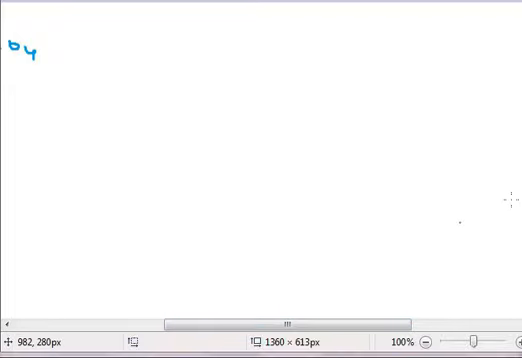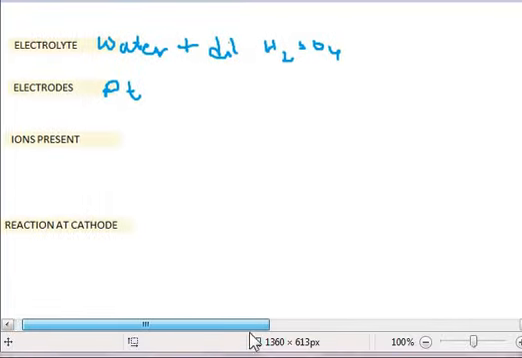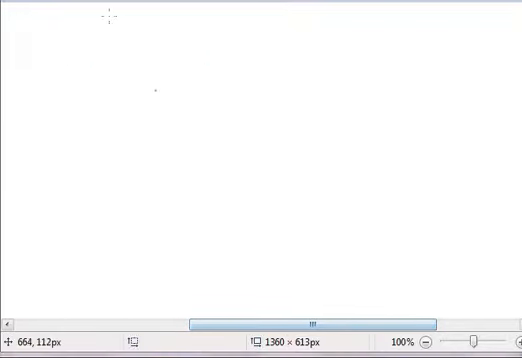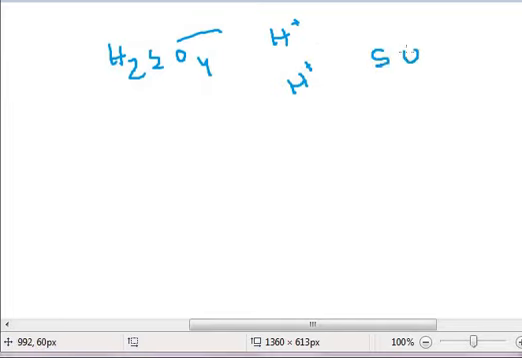So how are we going to find out what ions are present in acidulated water? We are going to write the ions present. First of all, we have sulfuric acid, H2SO4. Now this sulfuric acid has how many hydrogens? It has 2 hydrogens, isn't it? So it is positively charged, 2 hydrogens. These are cations, and we have sulfate as the anion, -2.